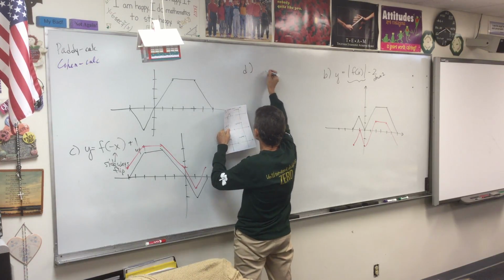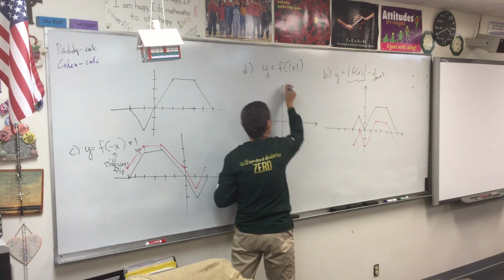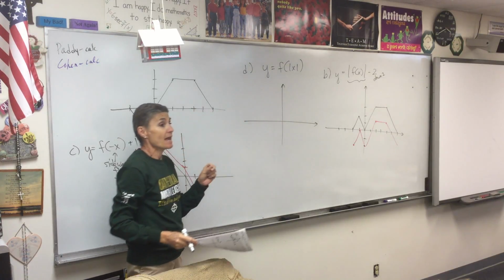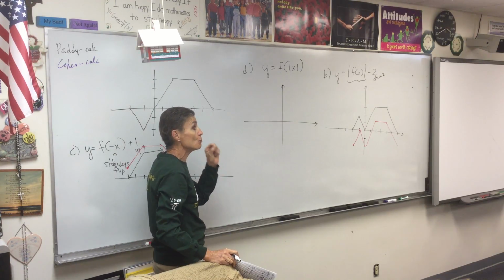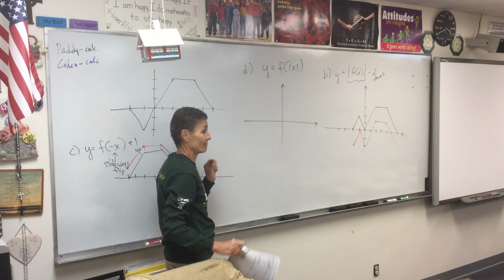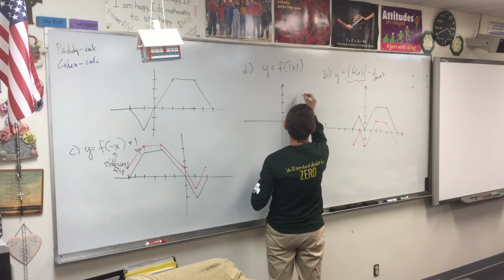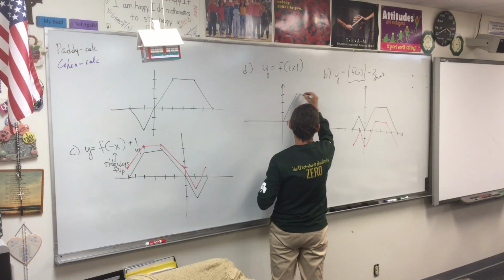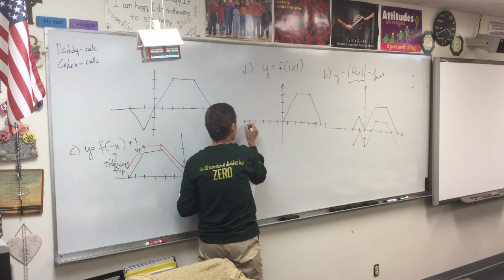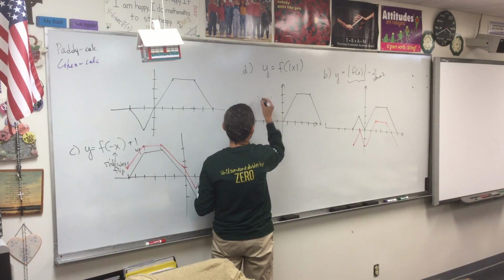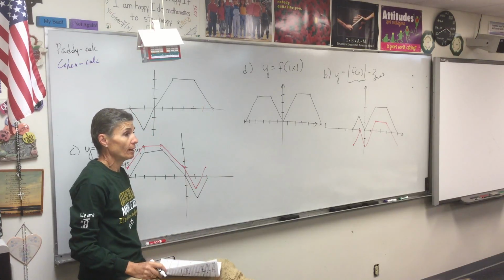Okay, so now we're ready for D. Only one thing going on. Anybody remember how to handle the absolute value of X? We mirror, but some of you forgot what you mirror. You mirror the right side onto the left. So the right side stays the same. So I'm going to draw my trapezoid over here. That stays exactly the same. Now I mirror it onto the other side. That is a picture of D.